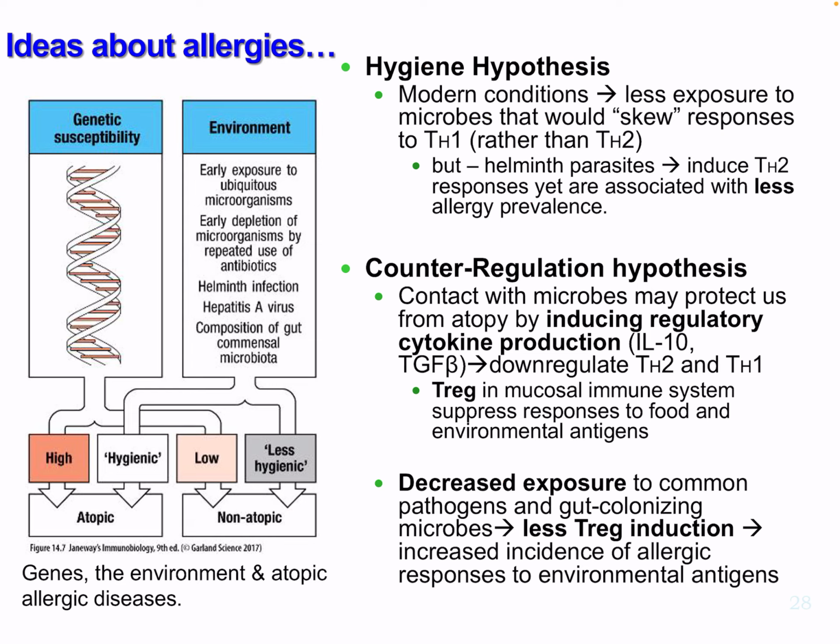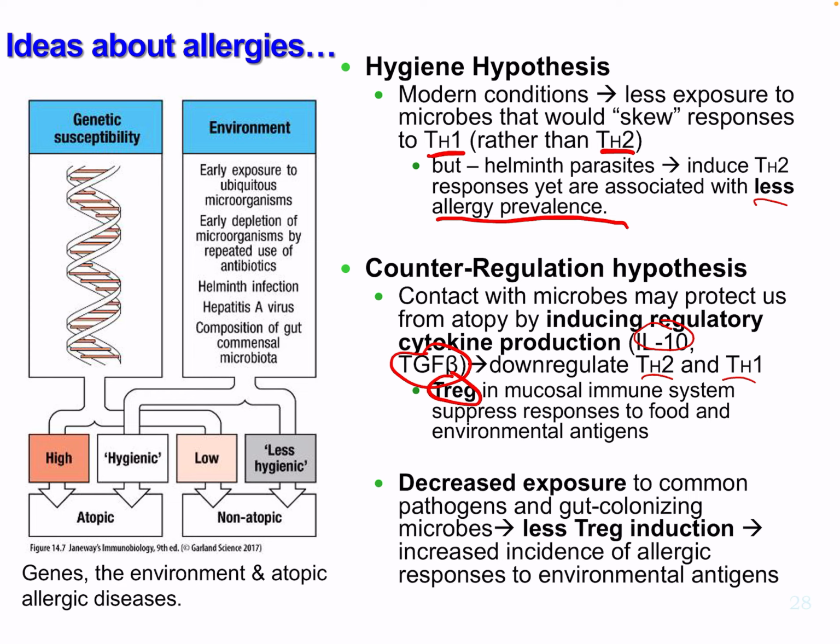There's the hygiene hypothesis, which is quite common, where our modern conditions of living, where we have less exposure to microbes, would skew responses to Th1 rather than Th2. But for example, helminth parasites induce Th2 responses, yet are associated with less allergy prevalence, which is quite interesting. We also have the counter-regulation hypothesis, where contact with microbes may protect us from atopy by inducing regulatory cytokine production, including IL-10 and TGF-beta, which downregulate Th2 and Th1. We also have Treg cells in the mucosal immune system, which suppress responses to food and environmental antigens.